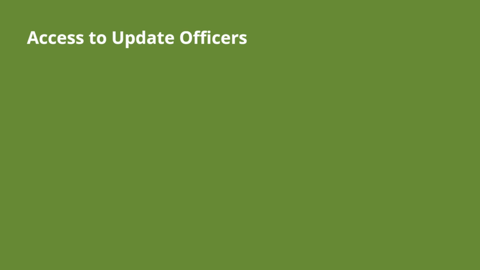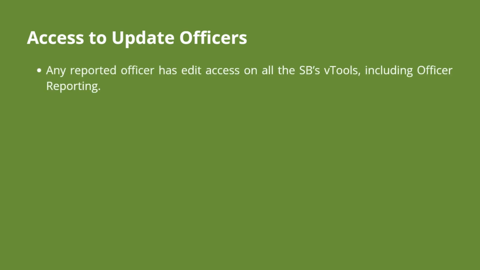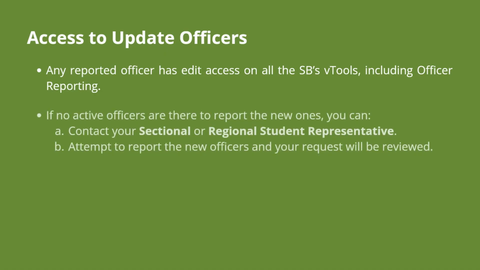Access to update officers. Any reported officer has edit access on all the student branch's vTools, including officer reporting. If no active officers are there to report the new ones, you can either contact your sectional or regional student representative or attempt to report the new officers and wait a few days for your request to be reviewed.